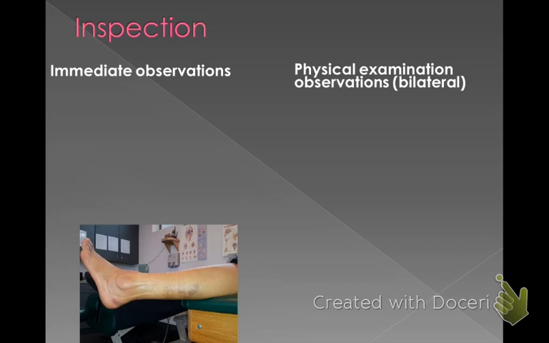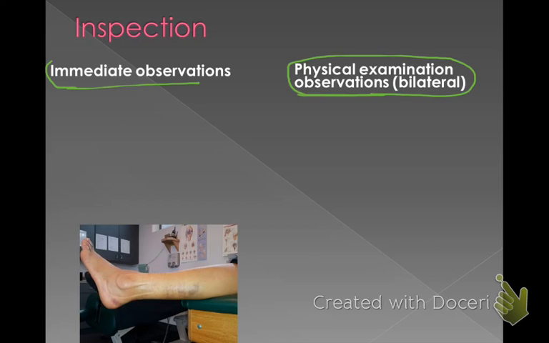So far we've said components to an initial injury evaluation would include objective data. It would also include being good communicators, taking a thorough history, and then next in that sequence of things would be your inspection of the patient. I break this down into the immediate observations, and then I also break it down into the physical examination observation. So this is what you do when the patient sits down on the table and you begin to evaluate.